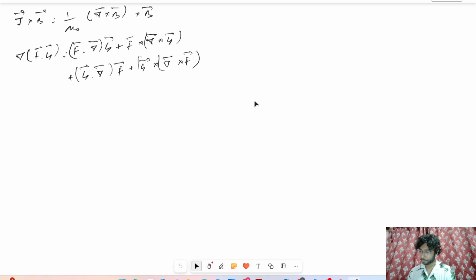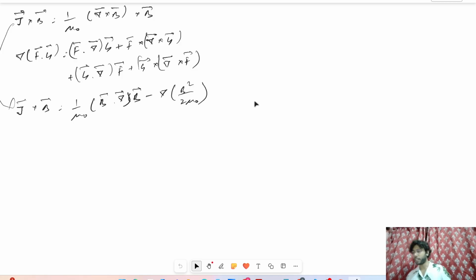Okay, so using this identity, J cross B can be written as 1 by mu naught B dot del B minus del of B square by 2 mu naught. Remember the magnetic field is divergence-less, so del dot B is 0. So we're using that property, and this is how J cross B comes out to be.